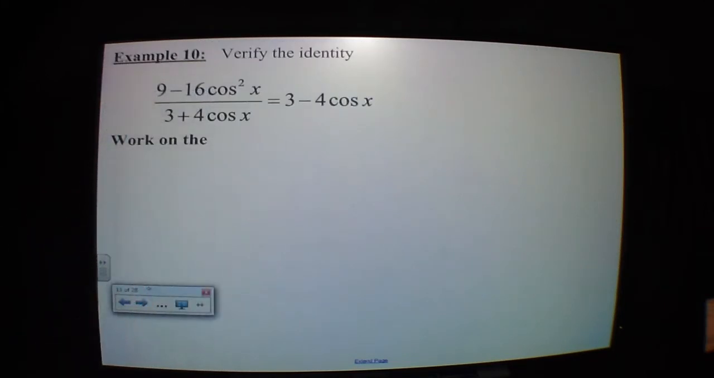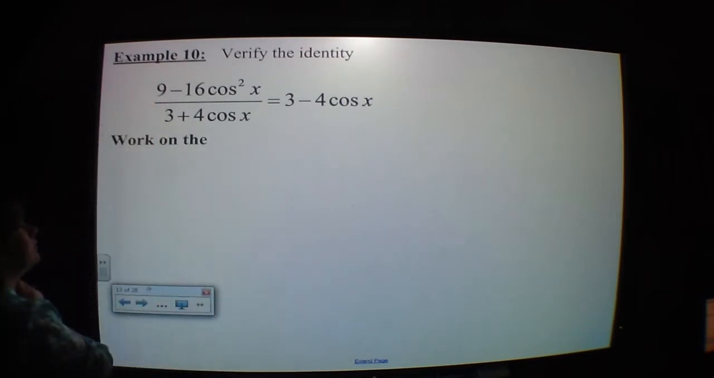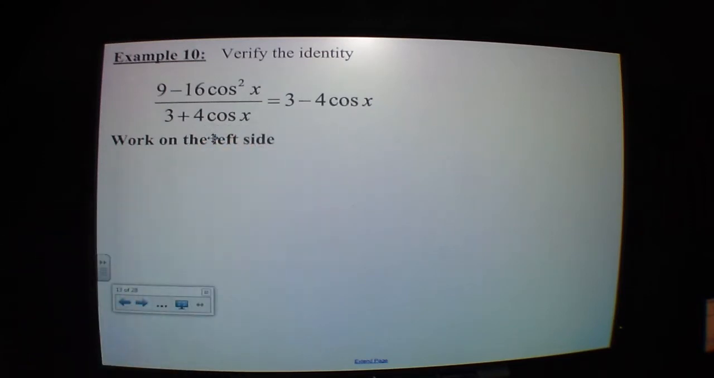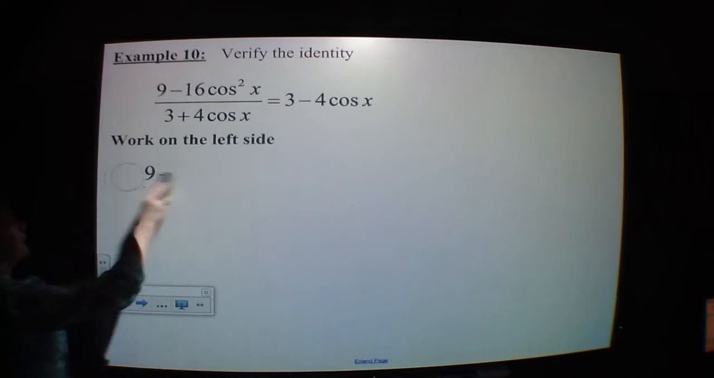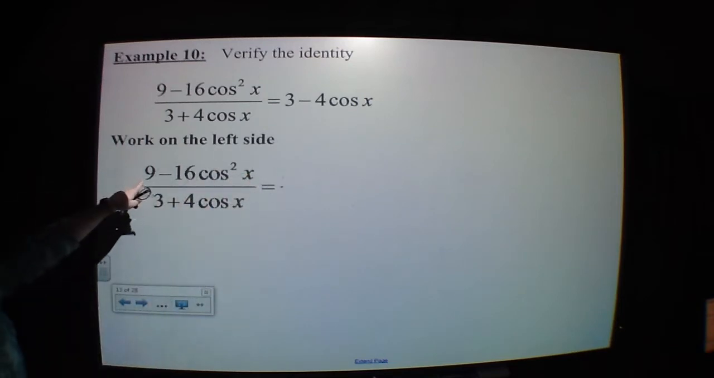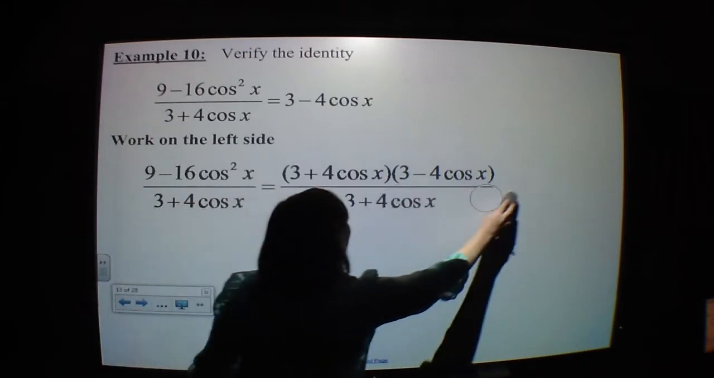Next example, verify the identity. You have a right side, you have a left side. The left side to me looks a little more complicated. So looking at the left side, what can I do there? Well, do you know that 9 is a perfect square? And 16 cosine squared is a perfect square? This is the difference of perfect squares, so you remember from algebra, I hope, that you could factor that. So you could take that numerator and factor it into 3 plus 4 cosine times 3 minus 4 cosine. So it factors.